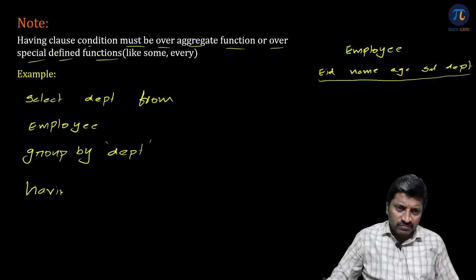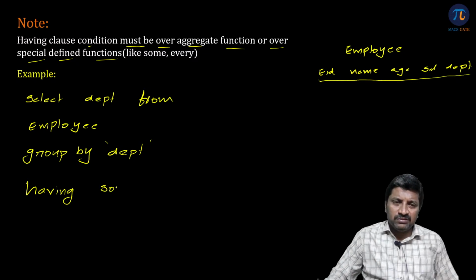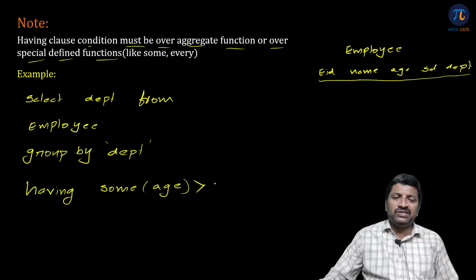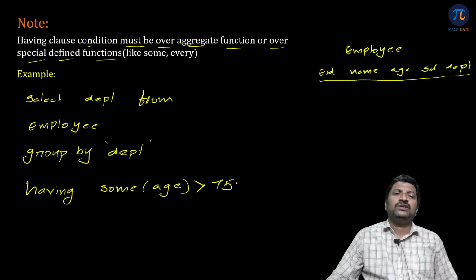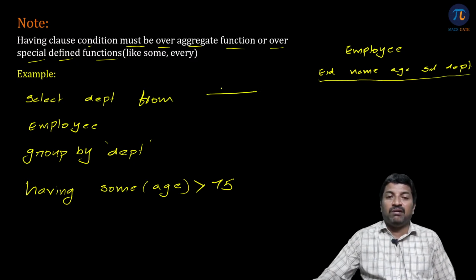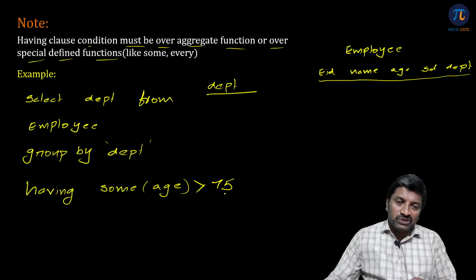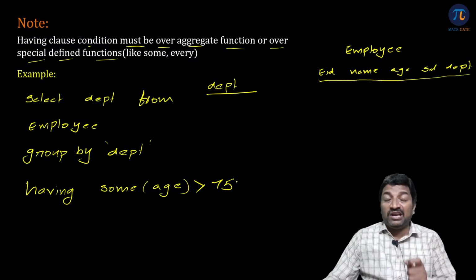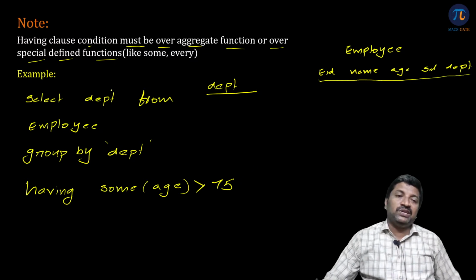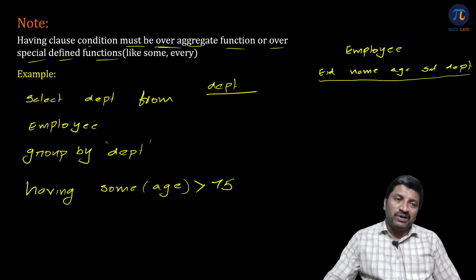Having sum of age greater than 75. So what will happen, sir? It will display all the departments in which there is at least one employee whose age is greater than 75. So they are having at least one elderly person. So that is the meaning of the second one, sir. Generally, having clause must be over aggregate function only. But it is also allowed, we can use special defined functions. This is one such example.